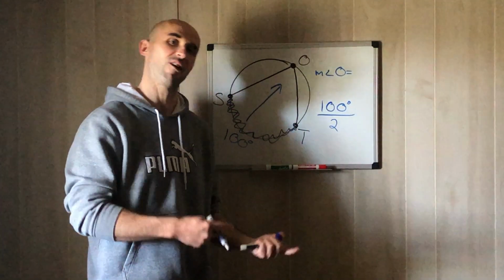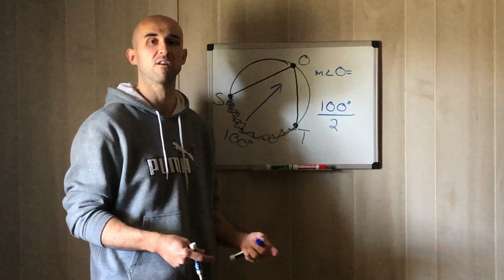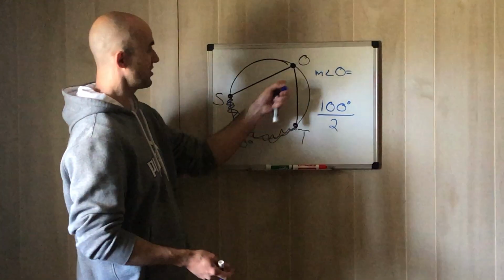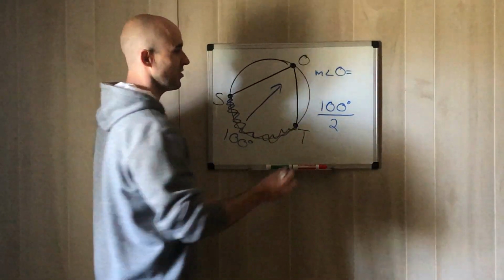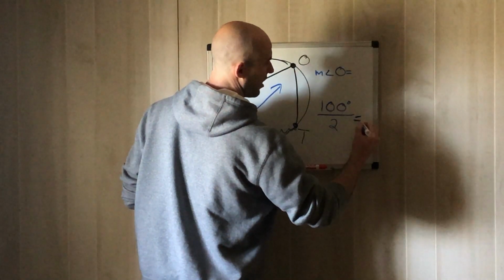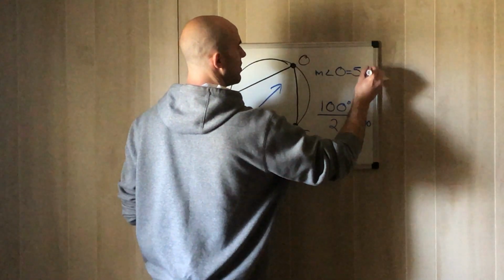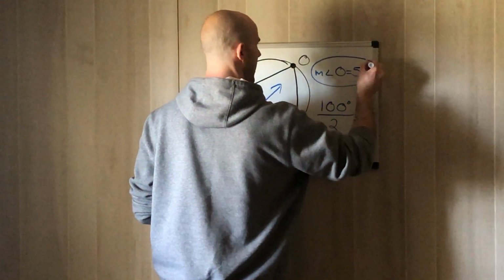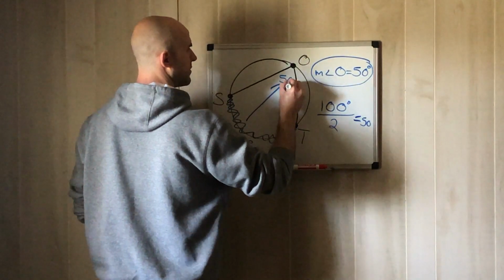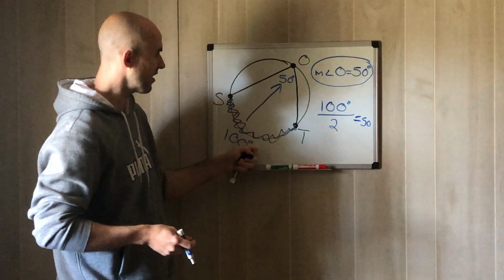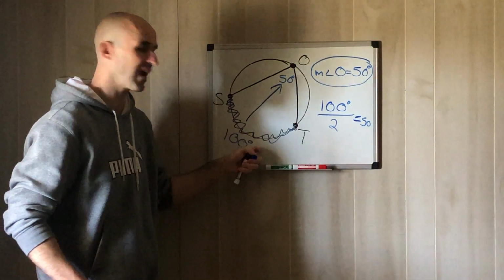If we were trying to find the arc like we did before, if it's 2 times bigger, you multiply. So if it's bigger, it's going to be times 2. If it's smaller, it's going to be divided by 2. In this case, 100 divided by 2 gives you 50. So you know that angle O is 50 degrees. And it makes sense, because the angle is always smaller than the arc. If that's 50, the arc has to be 100.